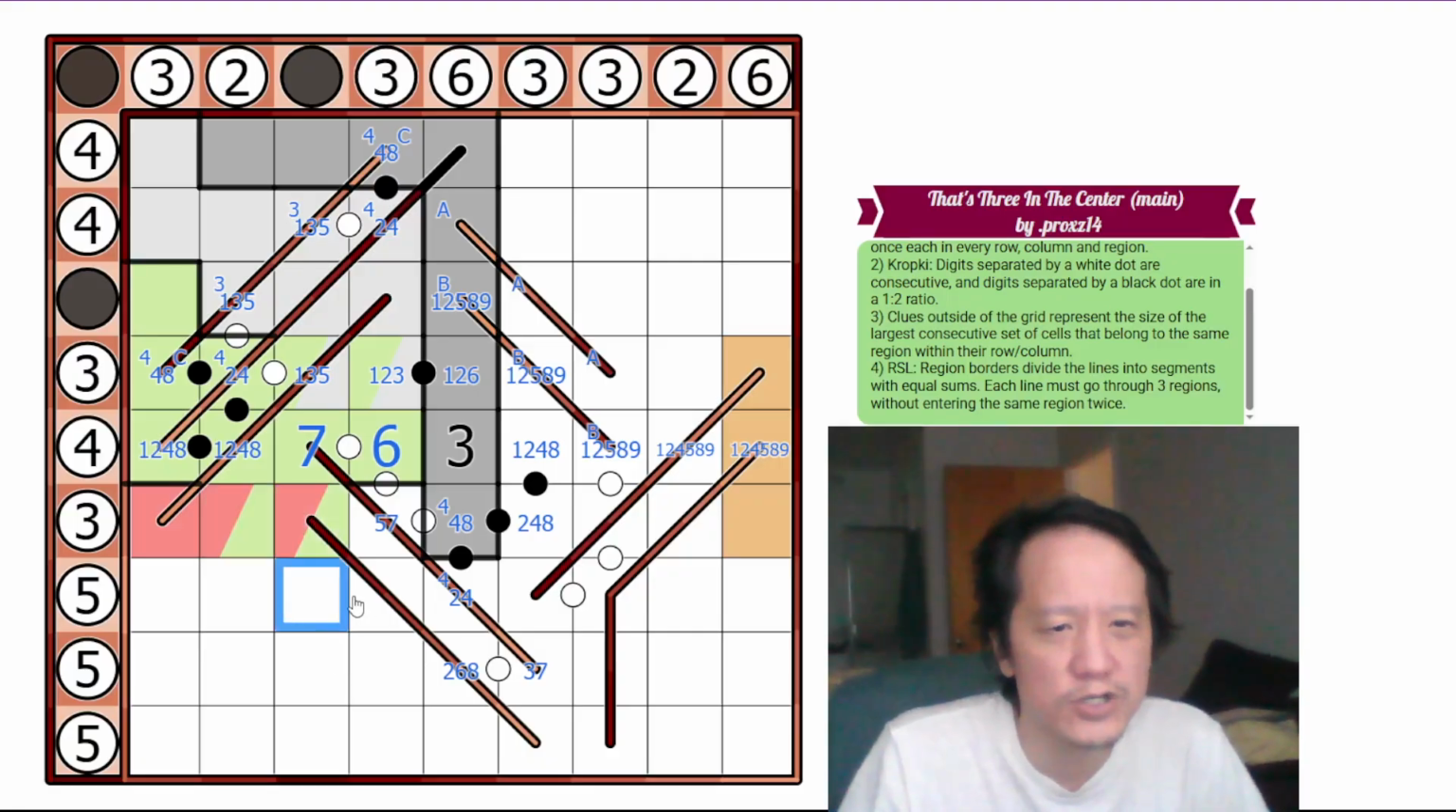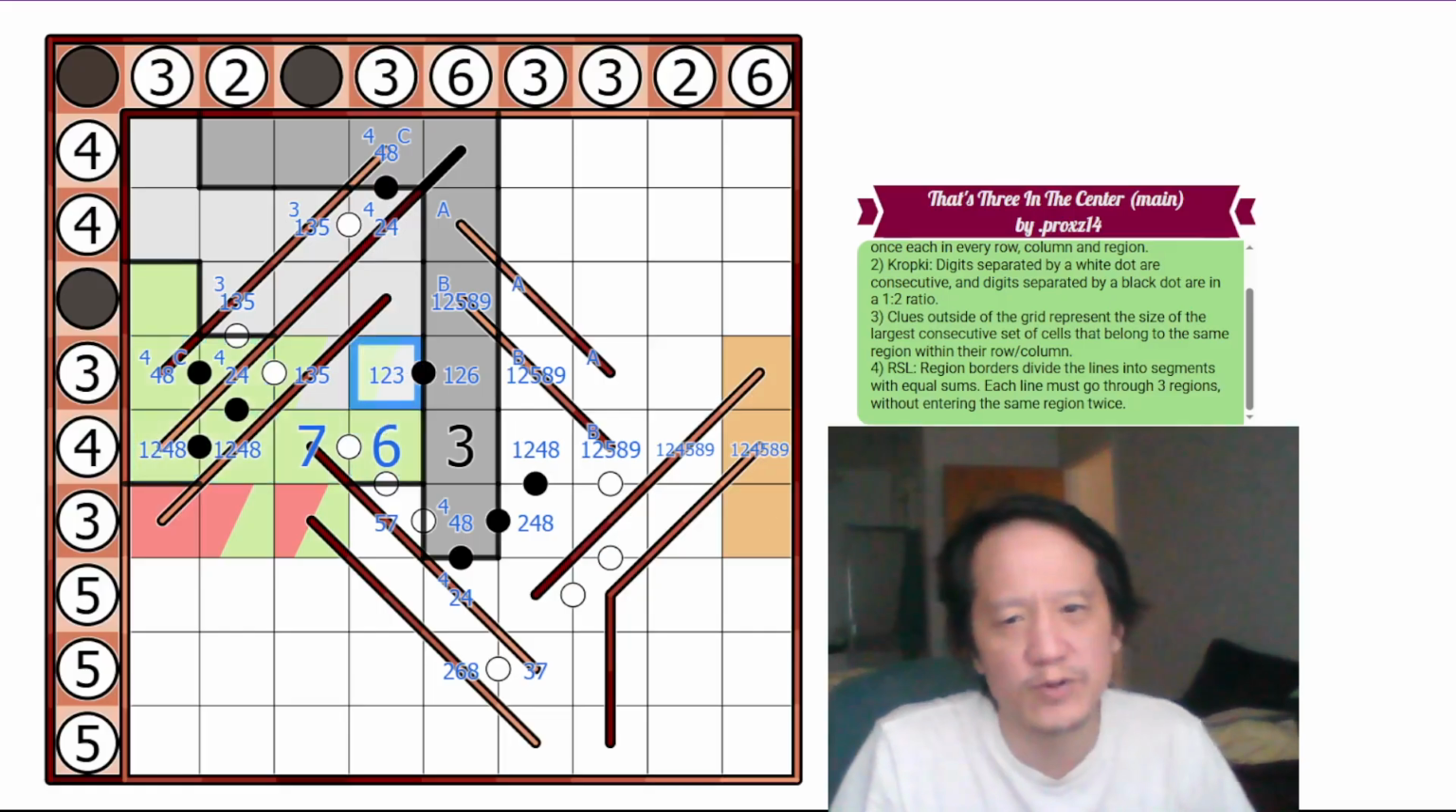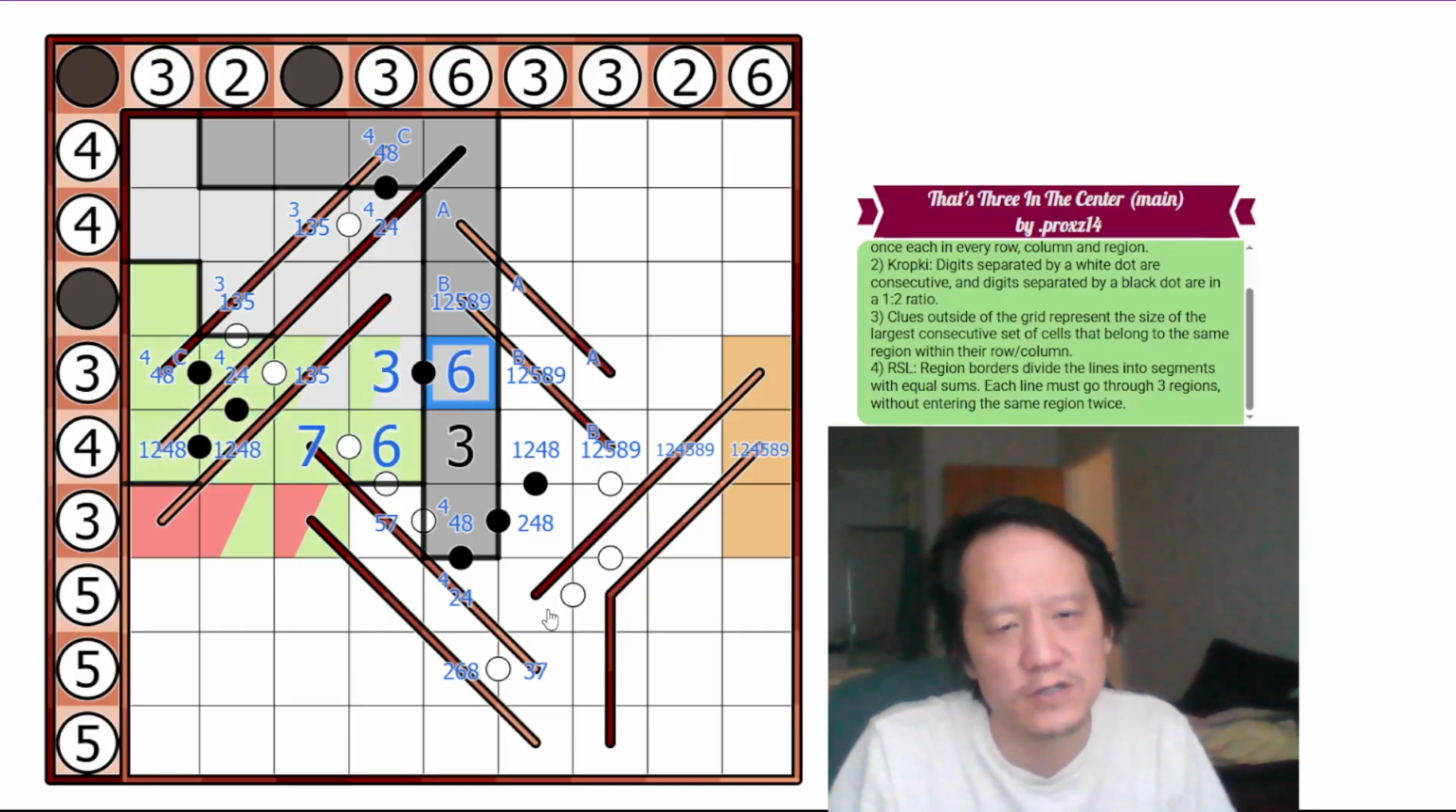Green is one of these two. We're not sure which. This would be a 1, 2, 4, 8 triplet, or quadruplet, so eliminates 1, 2, 4, 8 in the rest of the box, or the region. So this can't be 1 or 2. This is 3, this is 6.